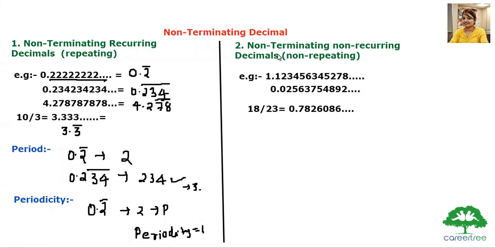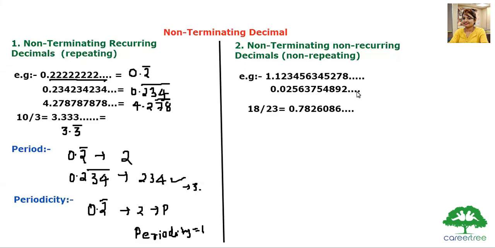Now the next one is non-terminating, non-recurring decimal. What are these types of decimals? In these decimals, we do not get any repetition of digits in a sequence. The digits will continue and will not end. It will not terminate, it will continue, but not in a rhythm or sequence. Like here we can say 1, 2, 3, 4, 5, 6. No one digit is repeating. Here also no one digit is repeating. None of the digits is repeating.